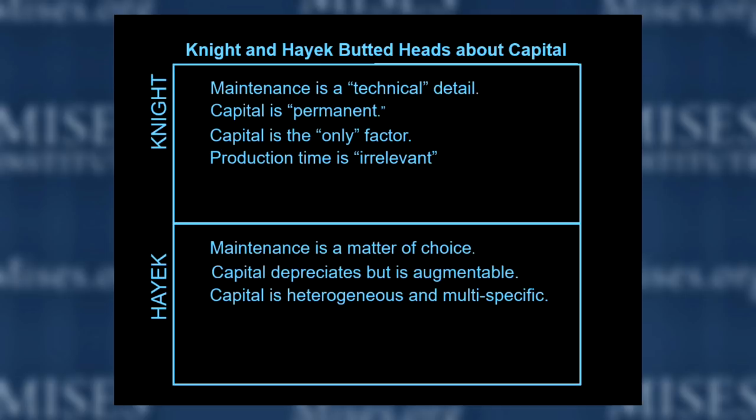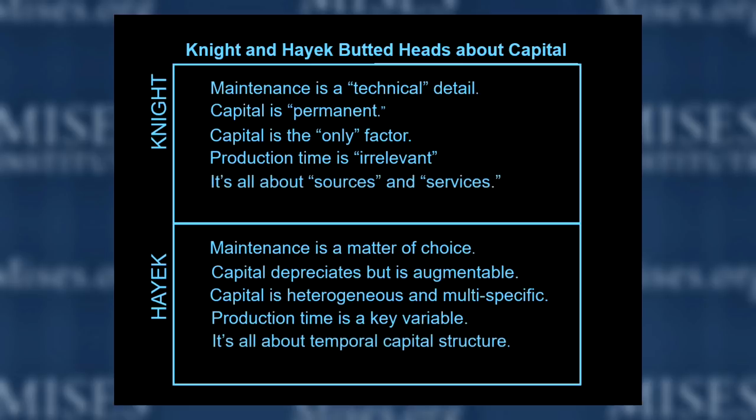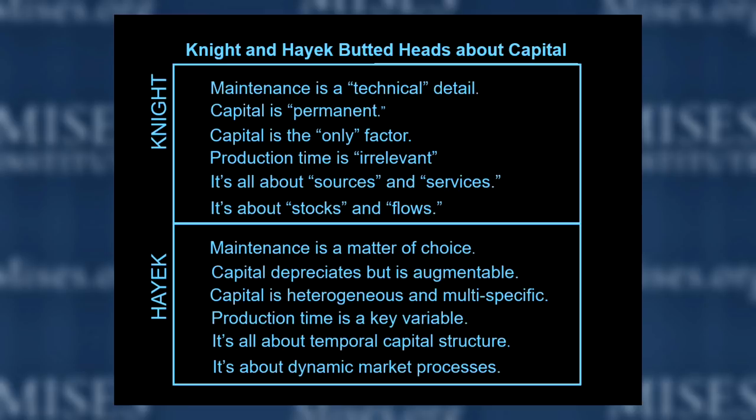Production time is irrelevant. And production time is a key variable. And boy, is that true in Austrian economics. It's a key variable. It's all about sources and services. It's all about temporal capital structure. It's about stocks and flow, according to Knight. And it's about dynamic market processes, according to Hayek. You can't think of two economists that would be that far apart on these basic issues. But there they are. And to me, I don't get it with Friedman. I don't get it that Friedman would pick up on that.